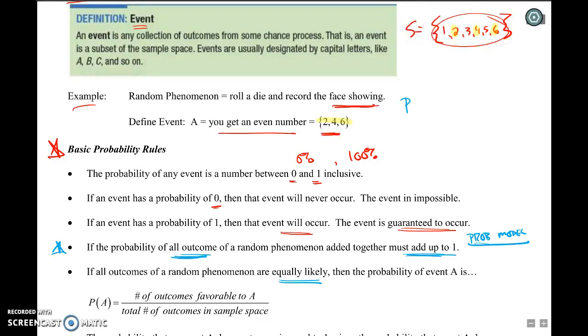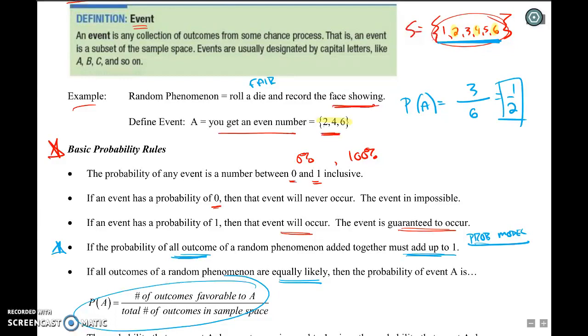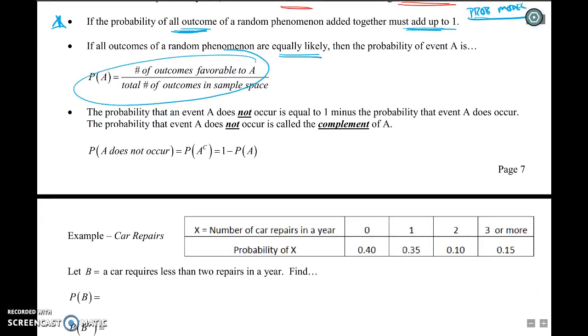If I wanted to calculate the probability that you get an even number, first we need to assume that we have a fair die, meaning all of these outcomes are equally likely. If they're equally likely, then I can use this formula. The probability of event A is all the outcomes favorable to A, so that would be 2, 4, 6. There are 3 of them. 3 is the number of outcomes favorable to A, divided by the total number of outcomes, which is 6. If you roll a die, the probability you get an even number is 1/2, as you know.